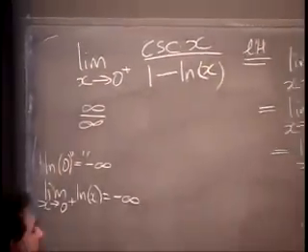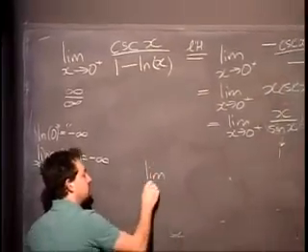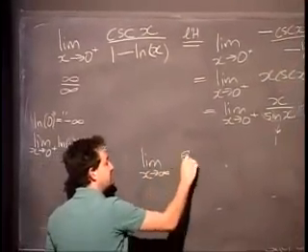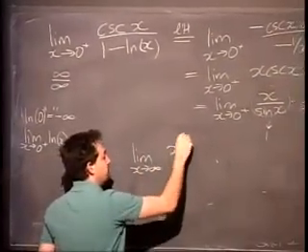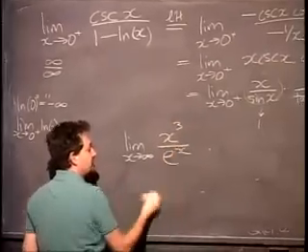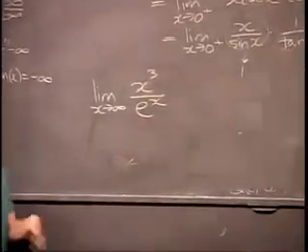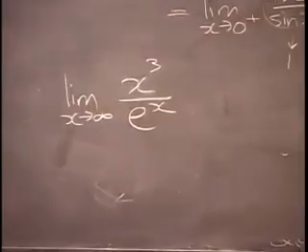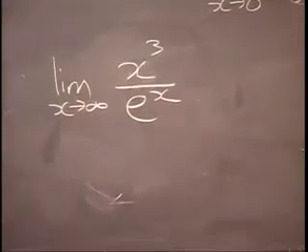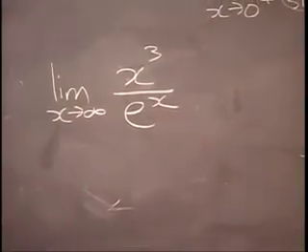Okay, so here's another example. Suppose we take the limit as x goes to infinity of x cubed over e to the x. Can anyone tell me what this is, just without doing any work? Just what is this? We've seen it before. What's that limit and why? It's 0. Why?